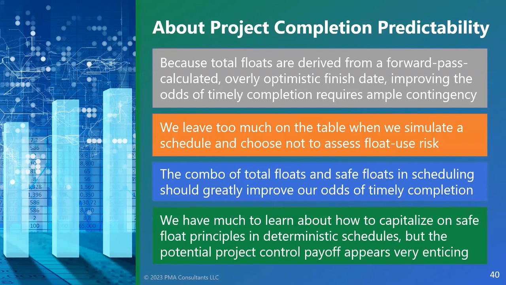Obviously, if you do a risk assessment, then you have an objective way to figure out how much contingency you do have. We leave too much on the table when we simulate a schedule and choose not to assess float use risk. If you're using Net Risk, it's right there, low-hanging fruit. And we believe, we're projecting at this point, that the combination of total floats and safe floats should greatly improve our chances of completing our projects on time, much better than before.